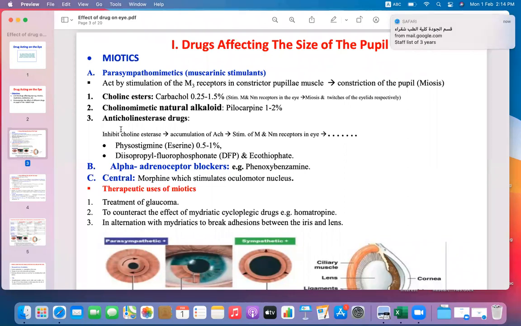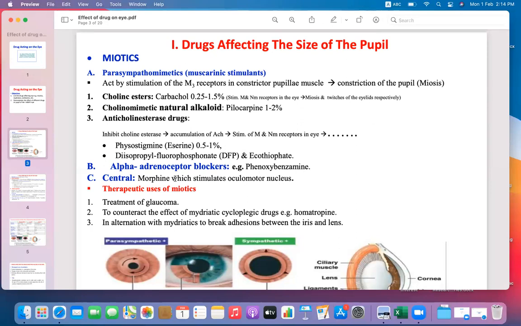And there are other drugs which can produce myotic effect, including physostigmine and ecothiopate, and these are categorized as anticholinesterases. These drugs inhibit the cholinesterase enzyme, which means we can say these are the parasympathomimetics.